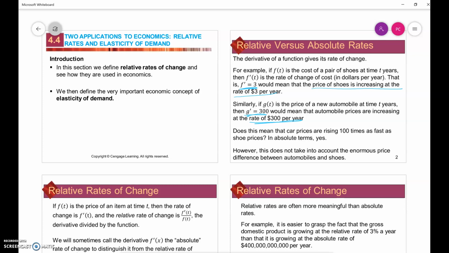So does this mean that car prices are rising 100 times as fast as shoe prices? And in absolute terms, yes. However, this does not take into account the enormous price difference between automobiles and shoes. So what we're going to be able to do is talk about relative rates of change, which will take into account that difference in price and help us compare the two.